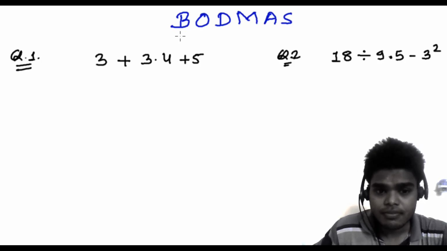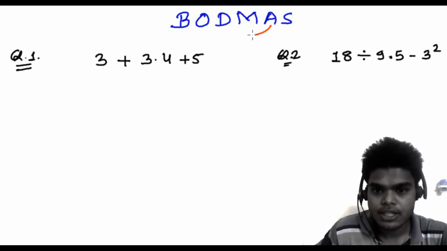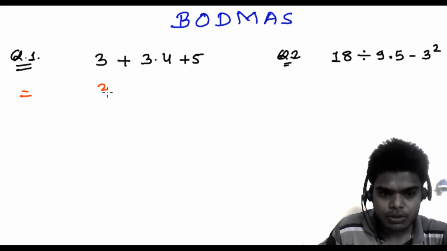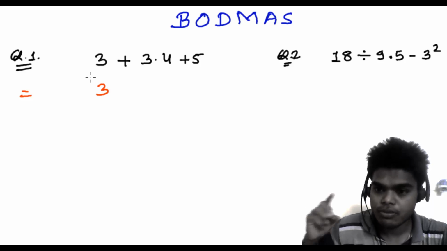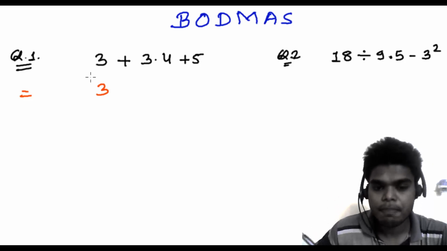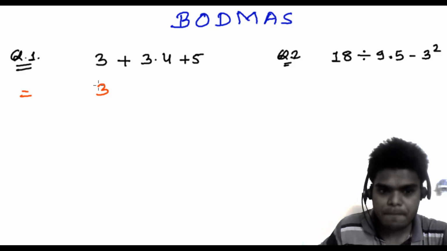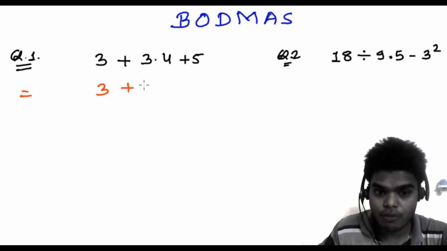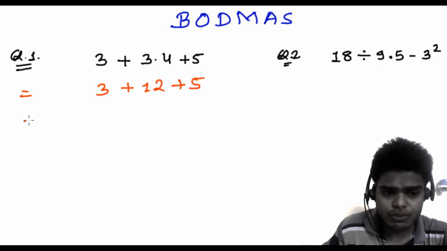So if you see here, we have three operations: addition, multiplication, and again addition. As you see, multiplication is before the addition, right? So let's do multiplication first. I told you in the previous video that at the initial stage of learning this, do one thing at one step. So we just solve this part at this stage. So 3 times 4, that is 12, plus 5.